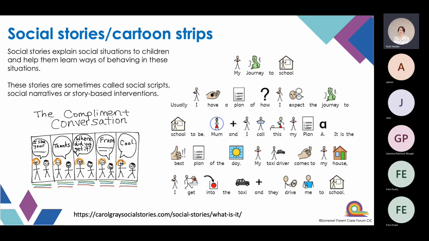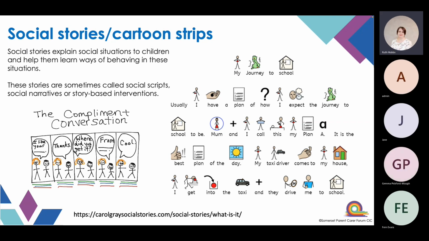So this one is about how to have a conversation. It might be how to manage if you've got to queue for something. There's all sorts of things. And then on the opposite side, that one is talking about what it's like to go to school in a taxi, in effect, and the plan for the day. So all of these are things that you can create. There is a link there at the bottom, which is a lady called Carol Gray. She was the one that actually invented the whole concept of social stories.